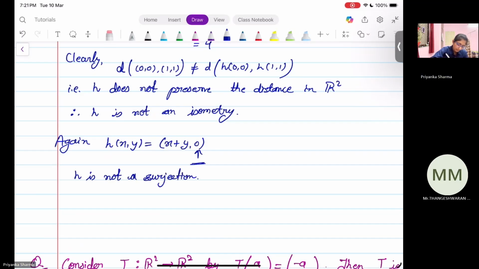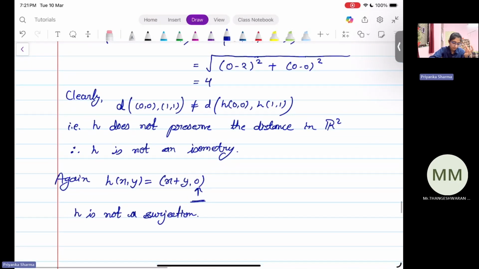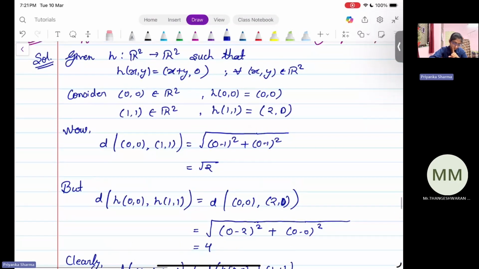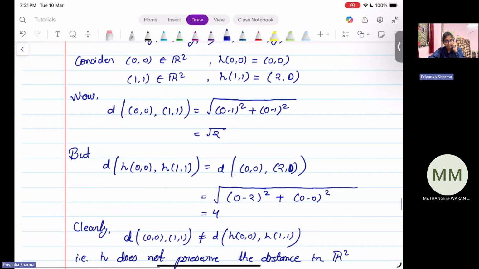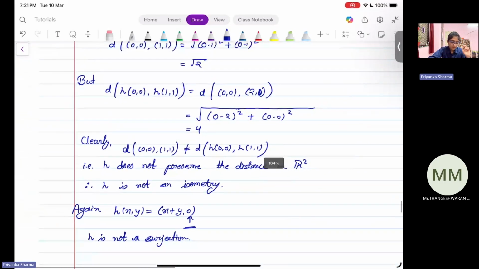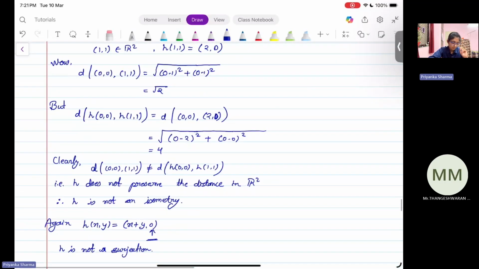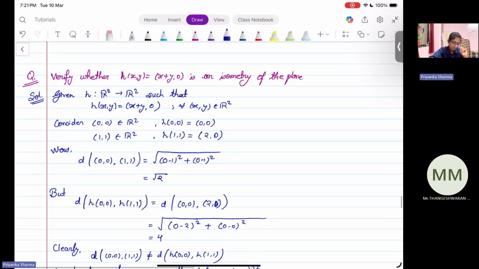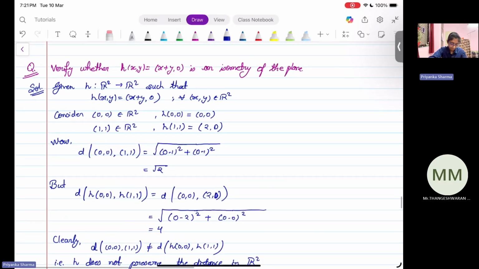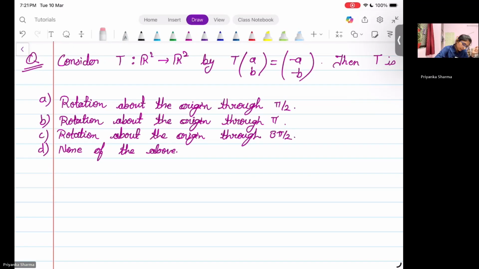So that is how you can see that this cannot be a bijection, and it will have some difficulty to be an isometry. And yes, it fixes the origin. So this is an into map. So this cannot be an isometry.